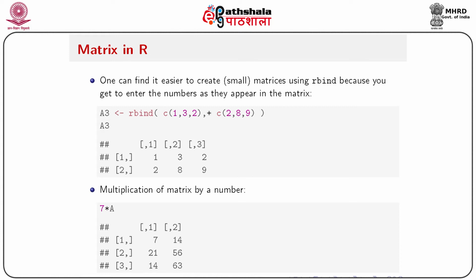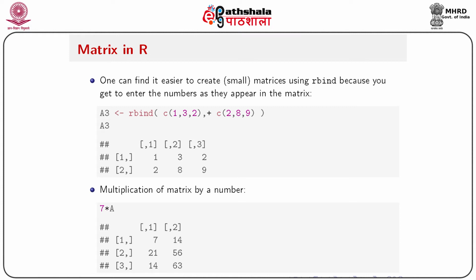The matrix can be assigned in the following manner. Suppose you want to assign a matrix of order 2 by 3, and the numbers are 1, 3, 2, 2, 8, 9, then we can write A equals matrix. Matrix is a function that assigns a matrix to a variable. So matrix, and then all the elements should be passed through the c function, that is c(1, 3, 2, 2, 8, 9), and then you specify the number of columns.